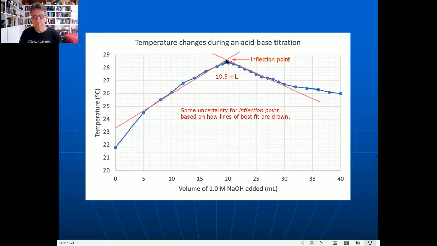Now, I could move these lines up and down a bit, and it varied around about 19.5, but possibly a little bit under, a bit over. I'm saying probably plus or minus 0.3.